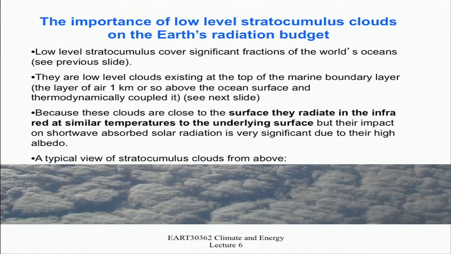Okay, let's get back to our low-level clouds. As we said, low-level stratocumulus cover a very significant fraction of the world's oceans, particularly the higher latitudes. They typically exist at the top of the marine boundary layer within about a kilometre or so above the ocean surface. That means that they're actually thermodynamically coupled to the ocean surface underneath. In terms of the radiation, because they're quite close to the surface, it means that they radiate in the infrared at a fairly similar temperature to the underlying ocean.